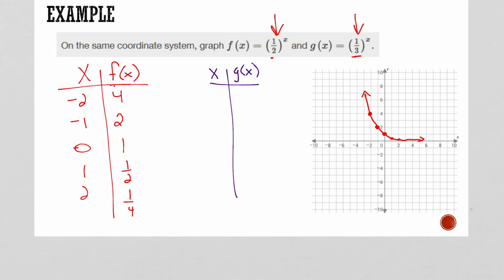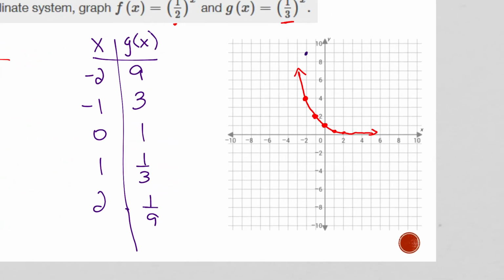All right, so let's use those same numbers. We know that this one's going to be 1, right? Whenever we have this raised to the -2 power, remember that makes everything swap, so we end up with 9. And then to the -1 power, we end up with 3. To the first power, we end up with 1/3. And to the second power, we end up with 1/9. All right, let's graph that.